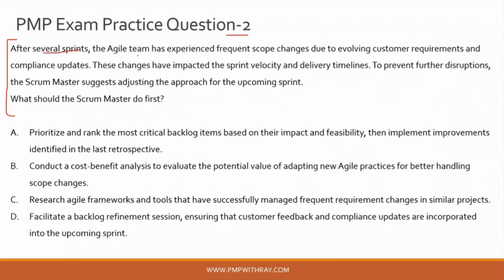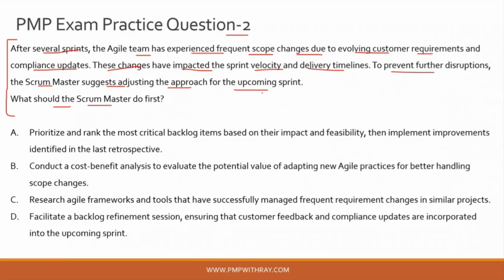After several sprints, the Agile team has experienced frequent scope changes due to evolving customer requirements and compliance updates. These changes have impacted the sprint velocity and the delivery timelines. Now, to prevent further disruptions, the Scrum Master suggests adjusting the approach for the upcoming sprint. So the question is, what should the Scrum Master do first?